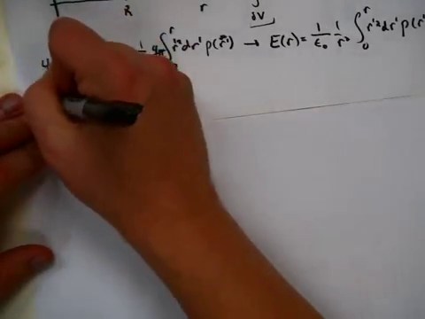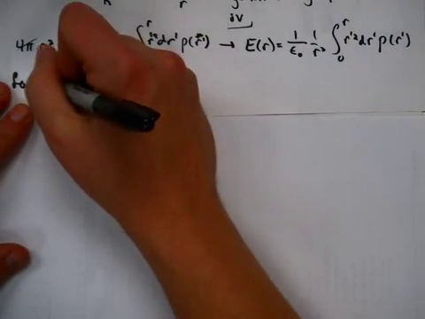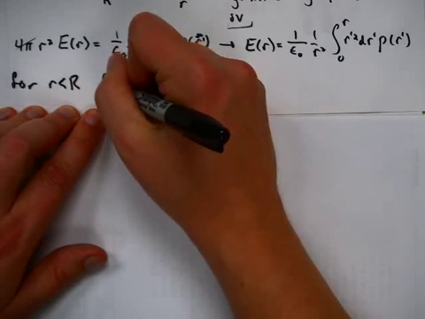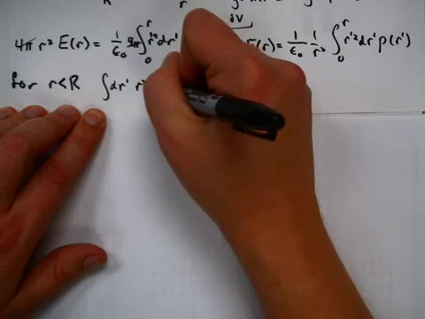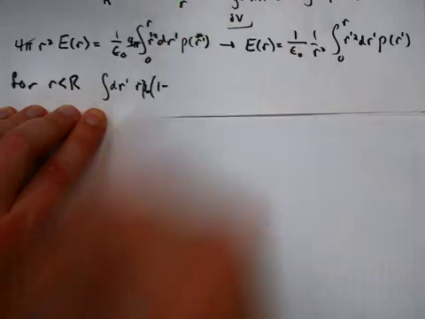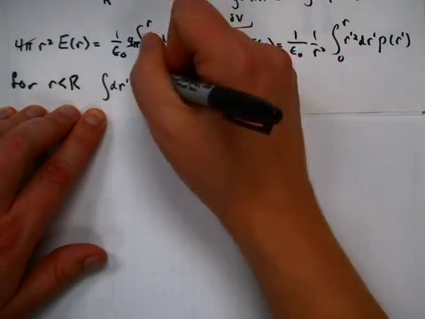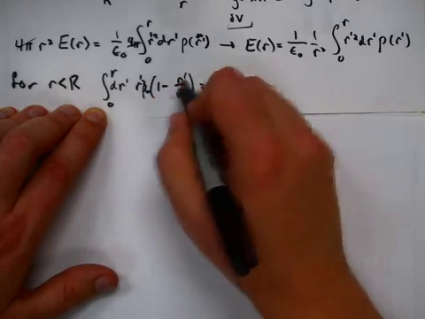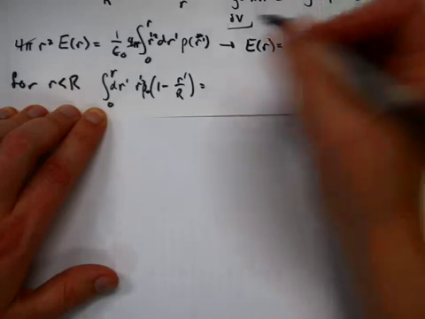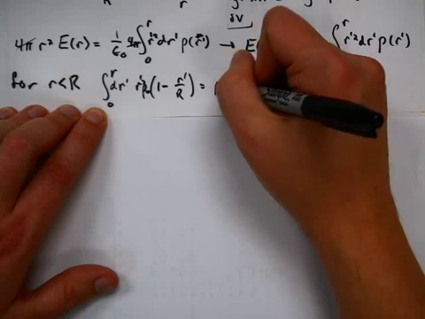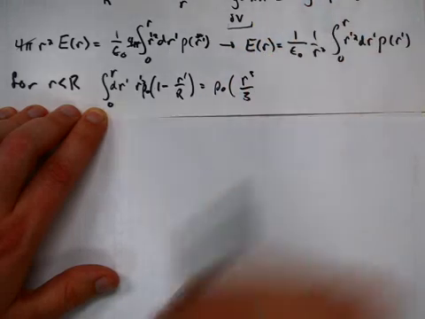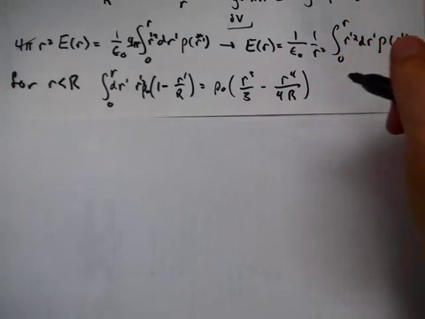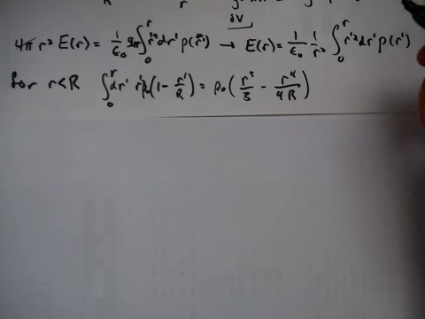For little r less than capital R, this has a closed form: the integral of dr prime r prime squared times rho naught times 1 minus r prime over capital R, from 0 to little r. This is easy because this is just integrating powers. There's an r cubed when you do r squared integrated. The integral of r squared is 1/3 r cubed, and so this will be rho naught times r cubed over 3 minus r to the 4th over 4 capital R.